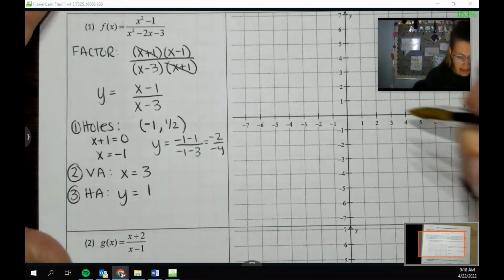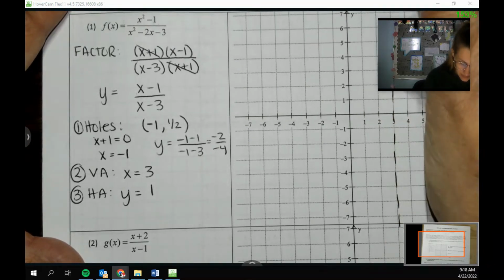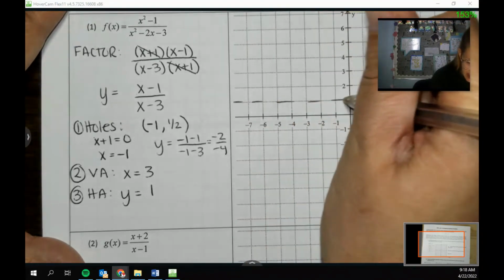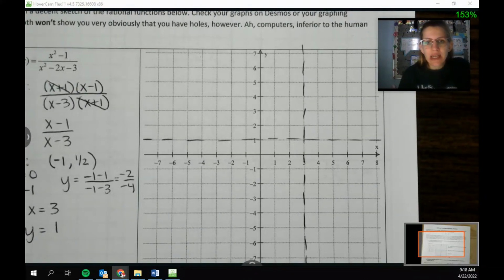Okay, let's put those asymptotes on there. So we're going to have a vertical at 3, a horizontal at 1, which kind of gives me my new quadrants.